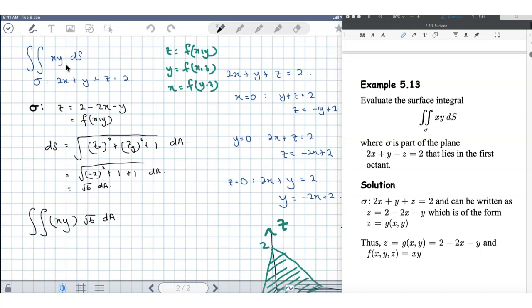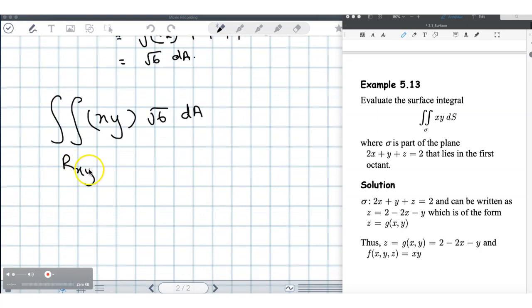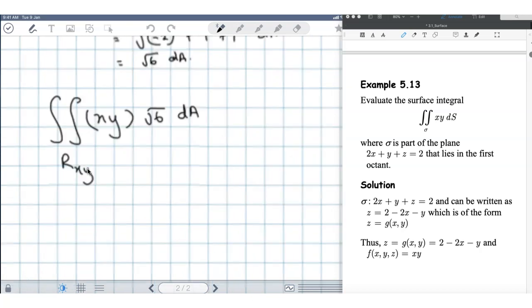Once you use the dA, automatically you deal with the region, and your region is lying on the xy plane. If you ask me, do I need to put the xy all the time? You don't need to, actually. It is just to remind you that your region is lying on the xy plane, so it is more focused.